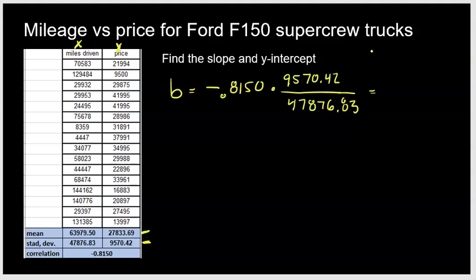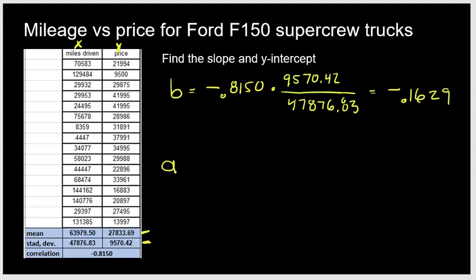All right, so I'm going to go ahead and use my calculator here. If you want to go with me, you can use your calculator, but I mean, come on, guys, it's pretty simple math. Take the -0.8150 times 9570.42 and divide that by 47876.83, and you get -0.1629. And if you remember from previous topics, that is the slope that we were using. I just never told you where it came from.